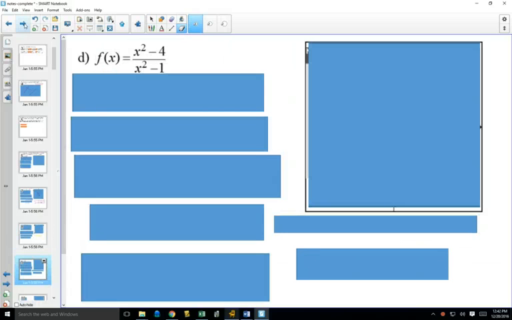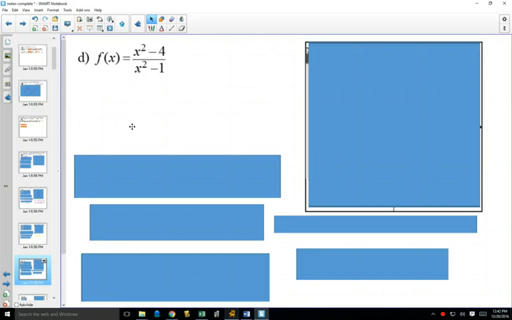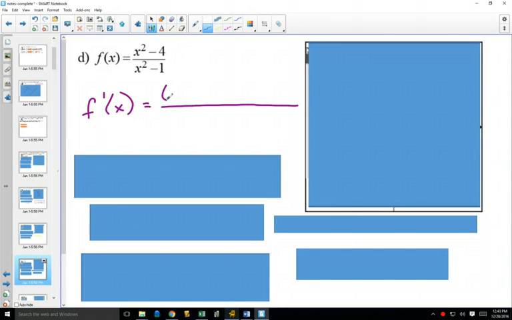So in this function, if we do the derivative. How do we do the derivative in this case? What kind of rule are we going to use? Quotient rule. How does the quotient rule look? Keep the bottom the same times the derivative of the top minus keep the top the same times the derivative of the bottom all over the bottom squared.